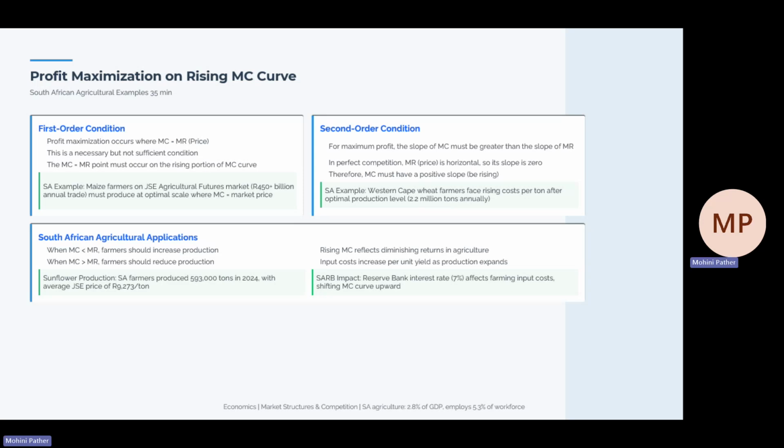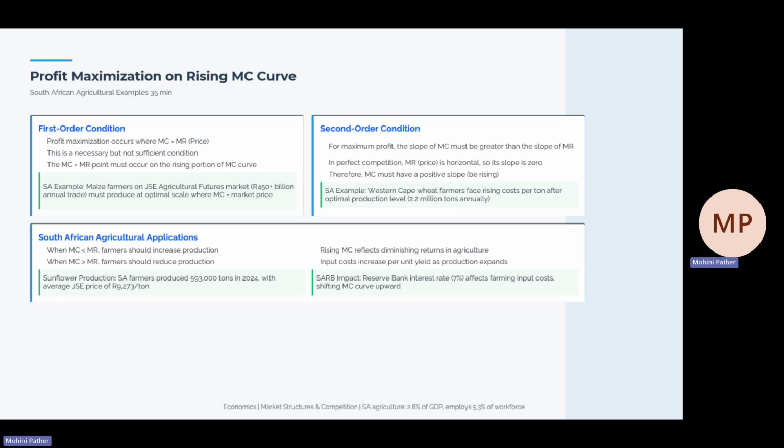Rising marginal costs reflect diminishing returns in agriculture. What that means is that in order to produce beyond our current optimal levels, we have to employ additional labor. But until that person is very efficient, and since we haven't increased our capital, we've created a situation of potential overcrowding. So we start facing rising costs without a comparable rise in revenue. The input costs per unit of yield increase as your production expands.